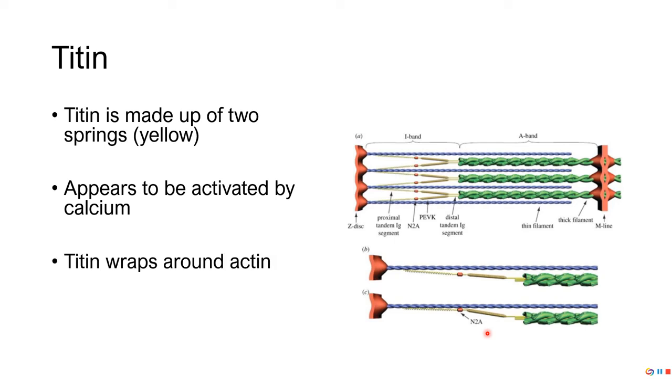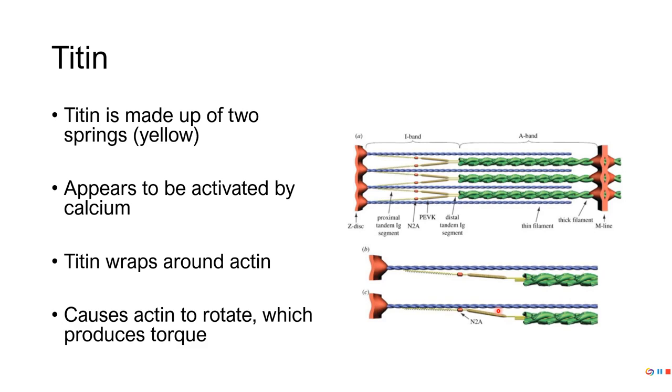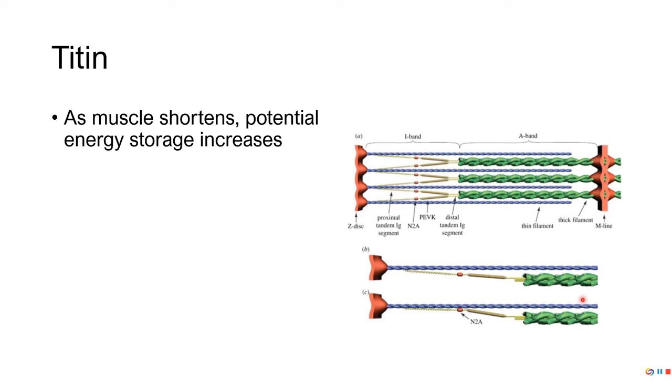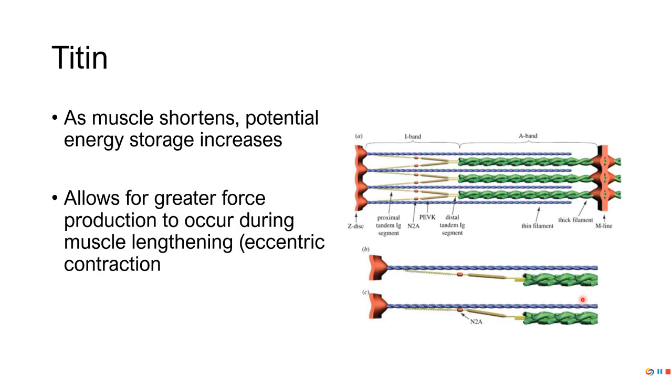And so what happens is that titin will wrap around actin. And when it does this, it causes actin to rotate, which produces torque, and torque is a rotational force. Just so we're clear here, the blue line is actin, the green line is myosin, and you can see the little myosin heads here. And so as the muscle shortens, we increase the potential energy of titin. This allows for greater force production to occur during muscle lengthening.